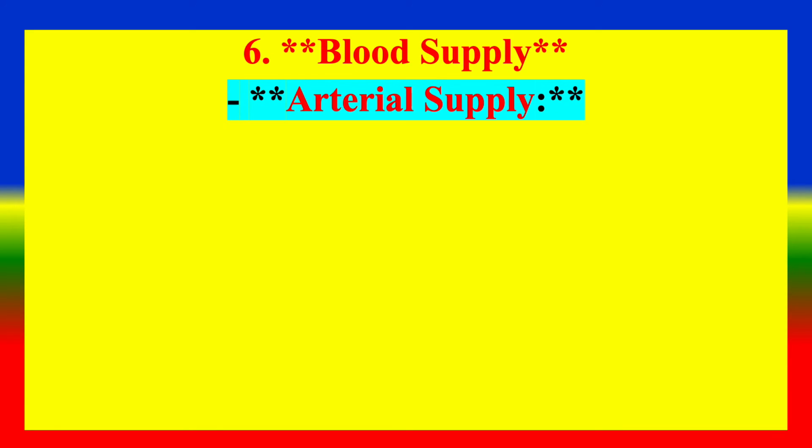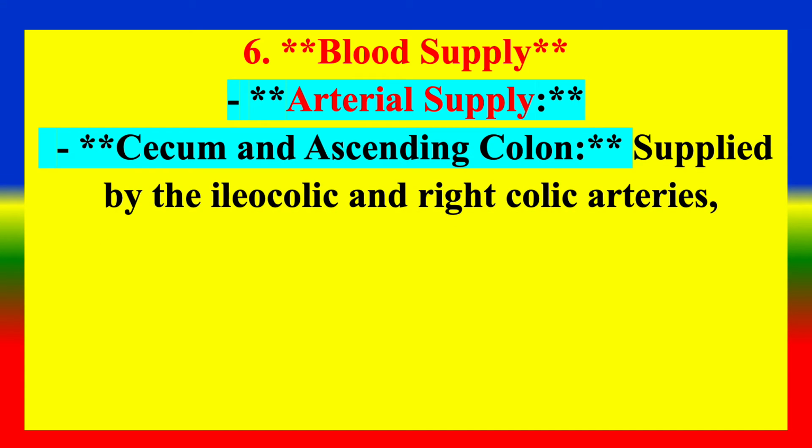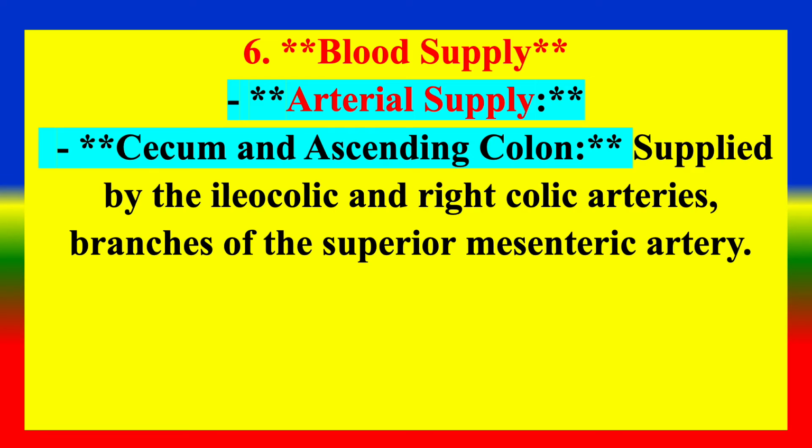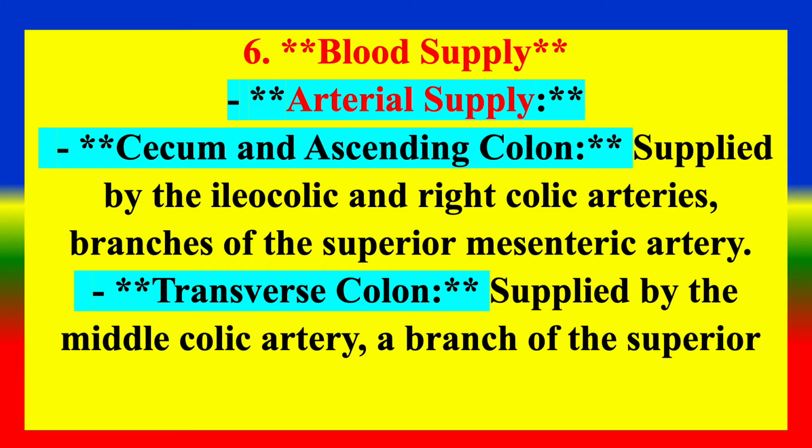Six, blood supply to the large intestine. Arterial supply: caecum and ascending colon supplied by the ileocolic and right colic arteries, branches of the superior mesenteric artery. Transverse colon supplied by the middle colic artery, a branch of the superior mesenteric artery.